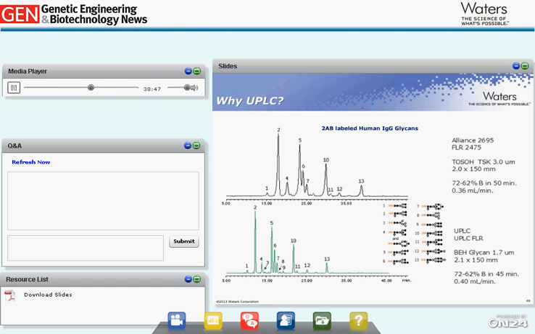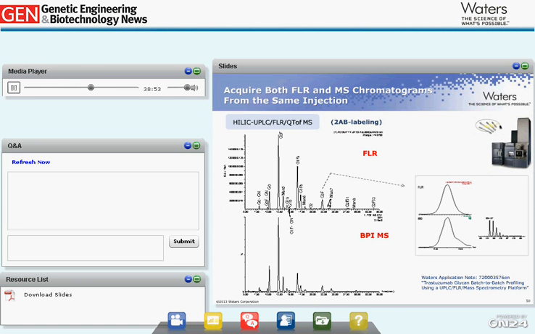And here's an additional benefit coming from adding an inline FLR detector to the mass spectrometry. So the scientists can acquire both FLR and MS chromatograms all in one single injection. Now, not only can you do relative quantitation with the FLR trace or do GU time assignment, now you can add the benefit of getting accurate mass measurement for each peak component.